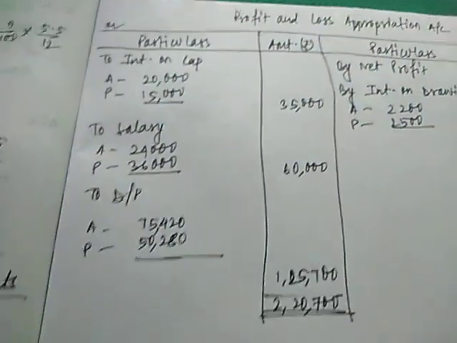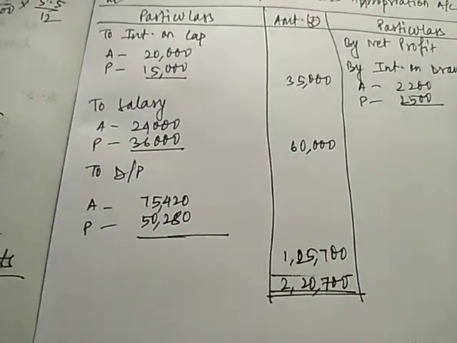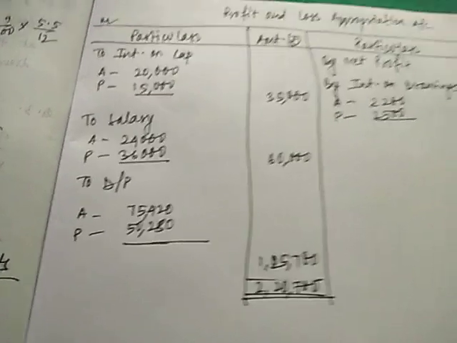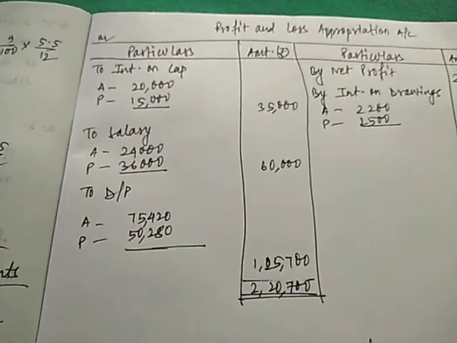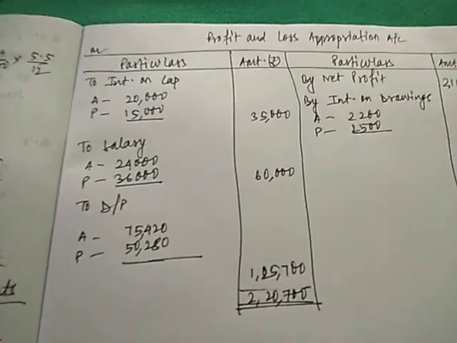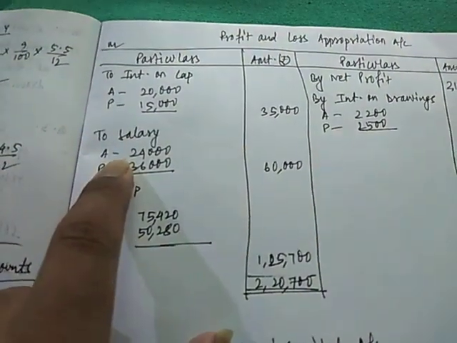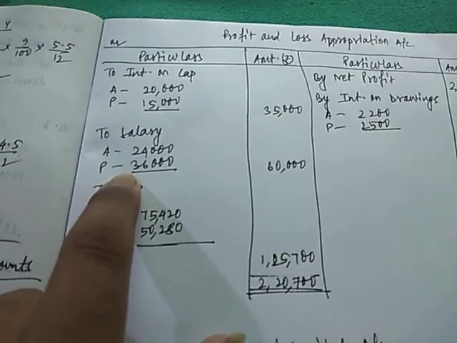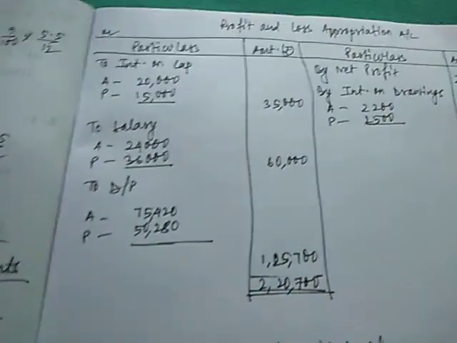Next is salary. Be careful for salary. Salary was told monthly, so we won't be writing here monthly. We'll write the annual salary. So 2,000 and 3,000 per month are multiplied with 12, as there are 12 months in a year. So we get for A 24,000 and for P 36,000. This adds up to rupees 60,000.